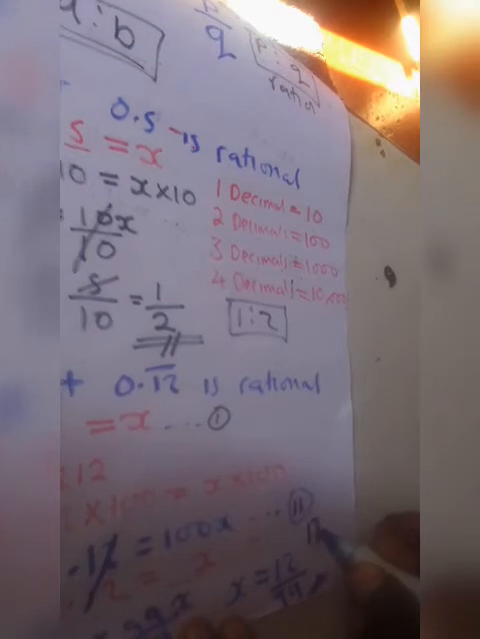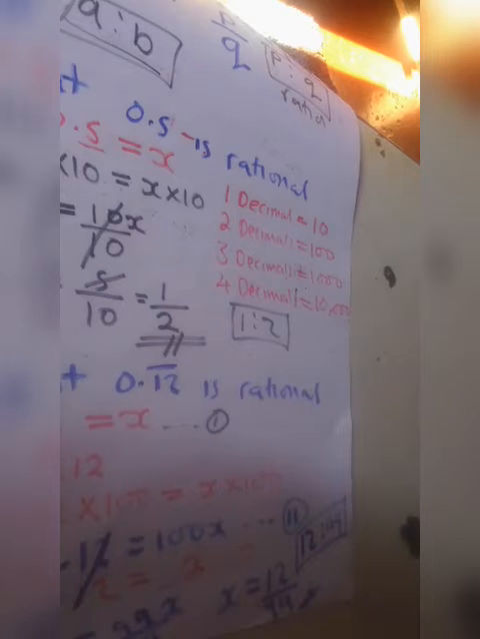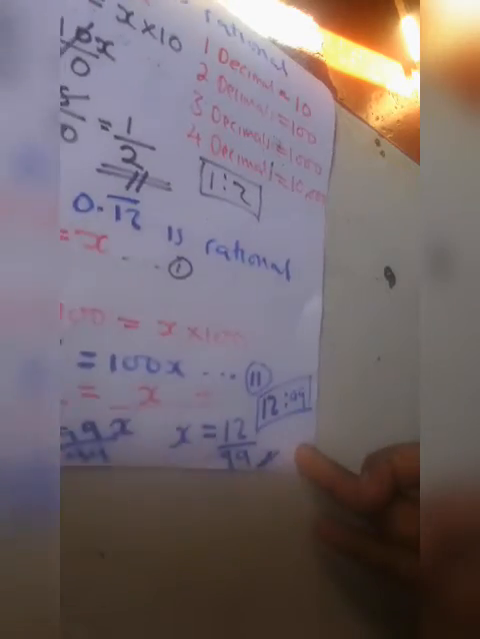So when you do like this, it means you have shown that indeed this number is rational because you have expressed it in a fraction form like this, which means you can also express it in a ratio form. 12 to 99. This is a ratio form. So this is how you can prove if numbers are indeed rational or not. So make sure you stick to this explanation.